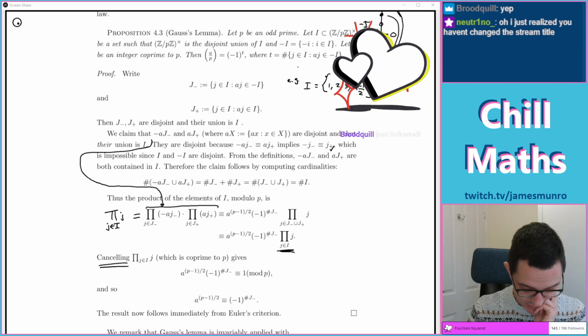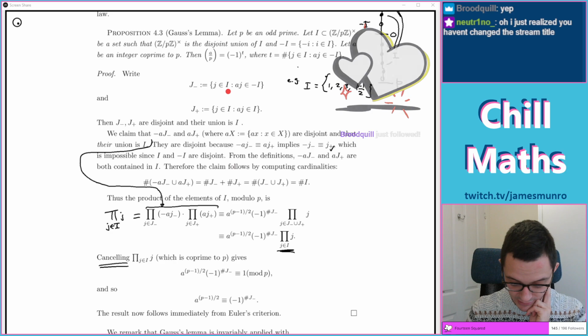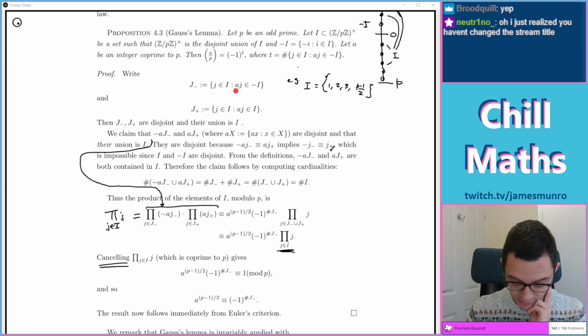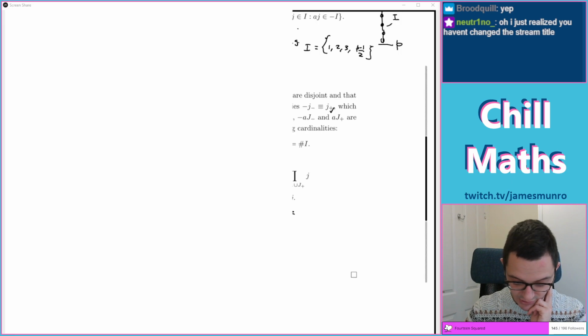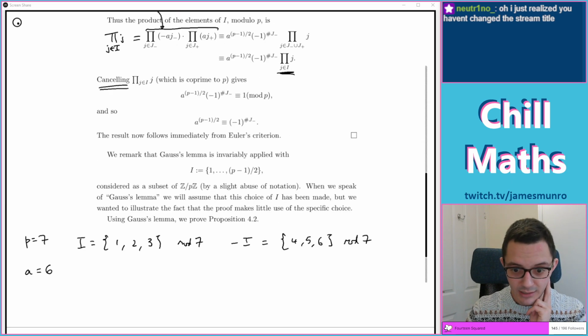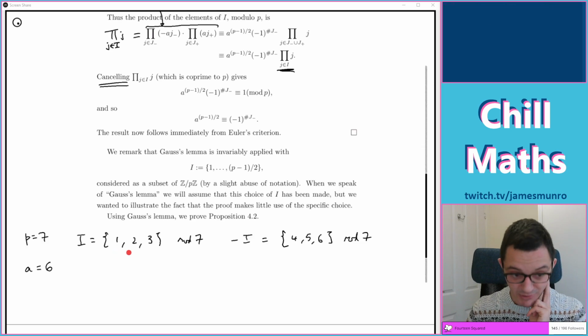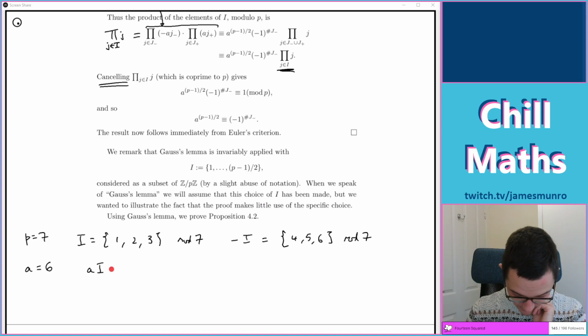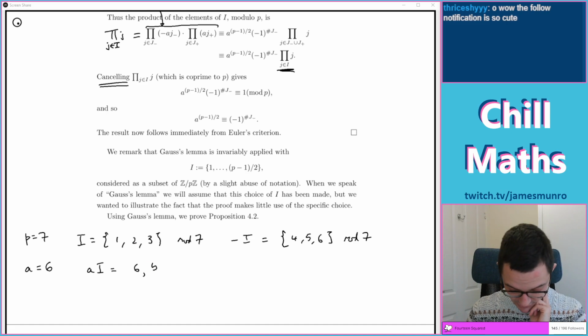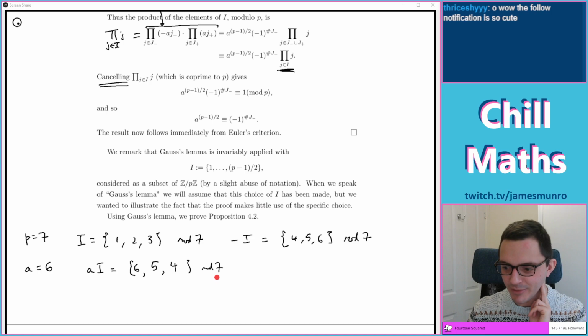J minus is the set of things in I, which is the set 1, 2, 3, such that aJ is in minus I, and J plus is the ones over there. So I guess I should take I, this one, multiply everything by 6. Okay, so aI is equal to 6 mod 7. 6 times 2 is 12, which is 5 mod 7. 6 times 3 is 18, which is 4 mod 7. There's going to be mod 7s everywhere.